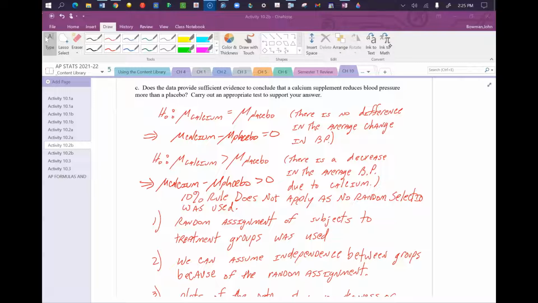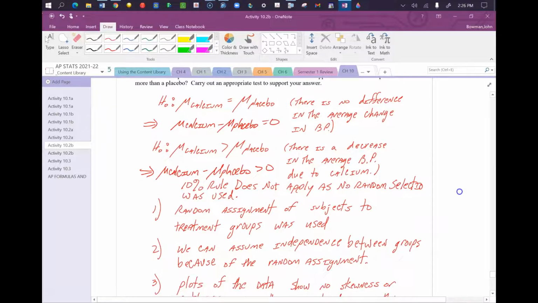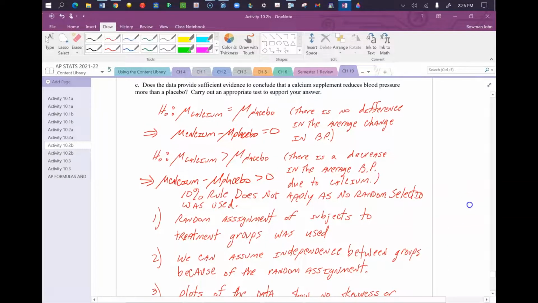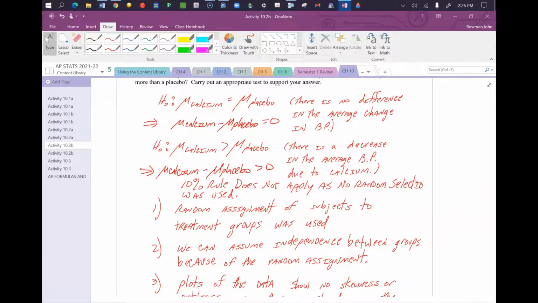The population mean here refers to all subjects that are similar to the subjects that took part in this experiment if they were to take the calcium. It is not a reference to the subjects in the experiment. We know that information. What we're doing here is a hypothesis test about the rest of the population if they were to take calcium supplements versus placebos.